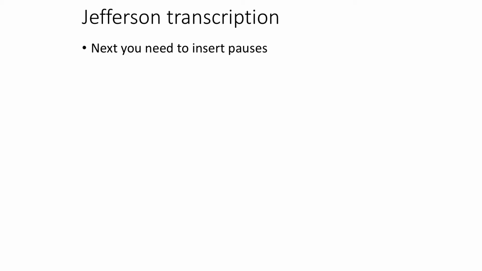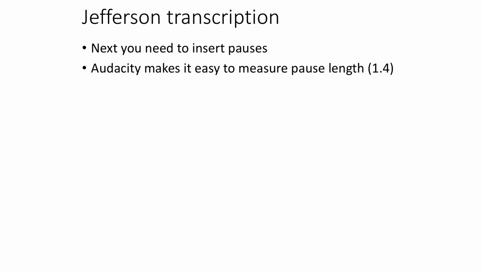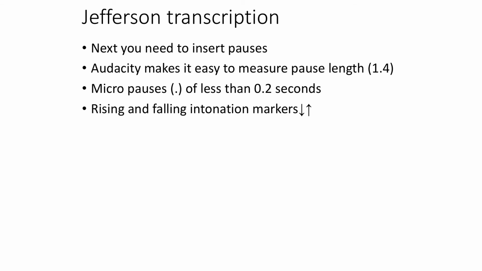Remember though that if you've halved the speed of your transcription, something that looks like it's a 0.4 second pause in Audacity would actually only be a 0.2 second pause. Or something that looks like it would be a 2 second pause in Audacity is actually only a 1 second pause. So Audacity does make it very easy to measure the pause length. So you could write it like this: 1.4 seconds. A micropause of less than 0.2 seconds is a period.